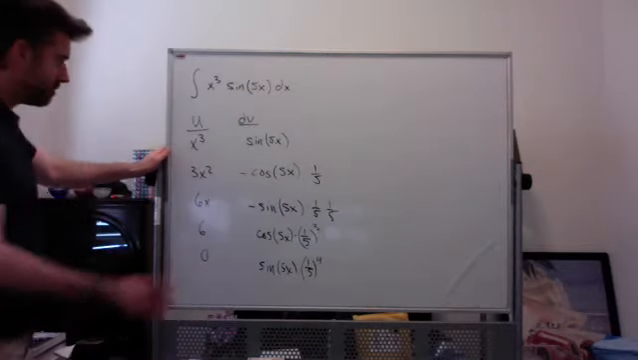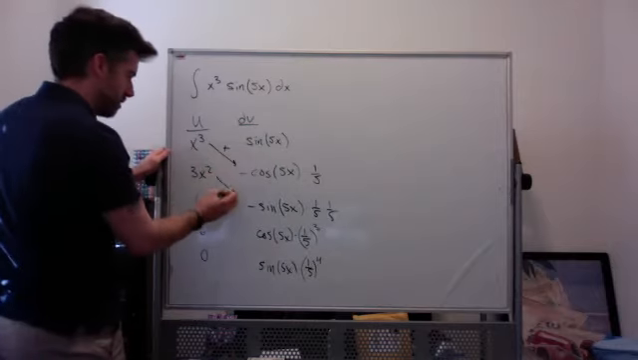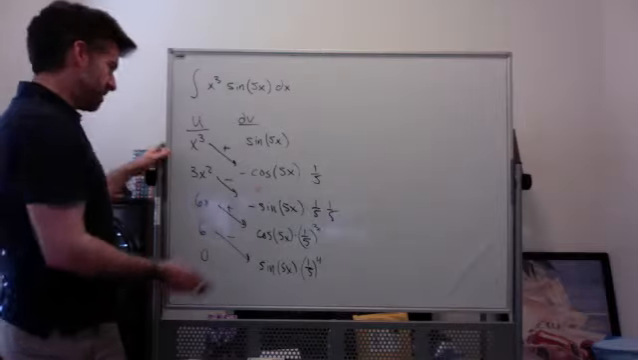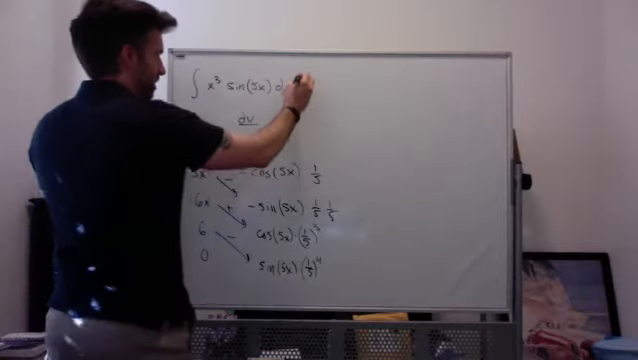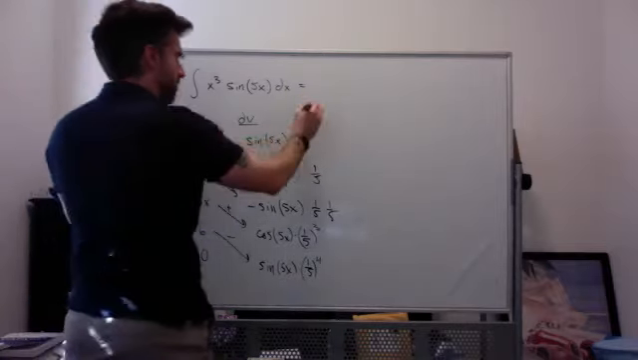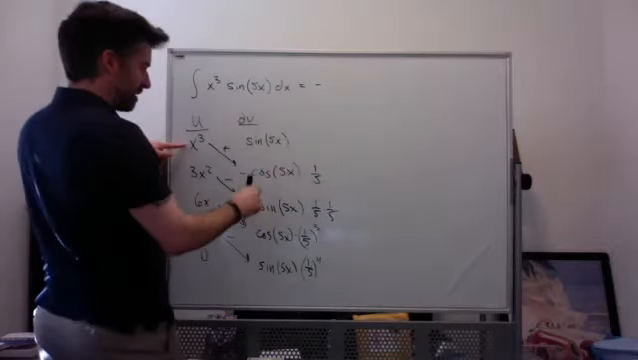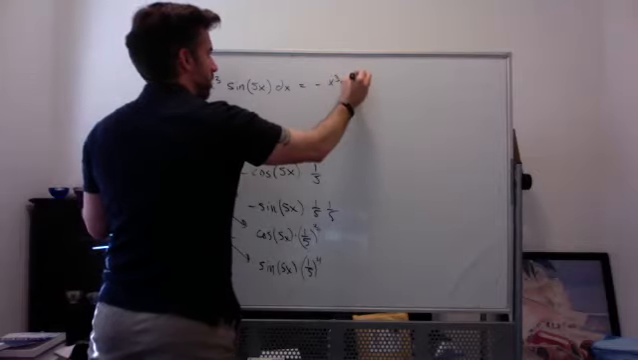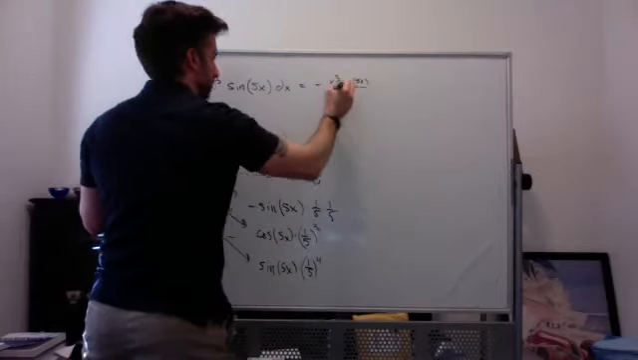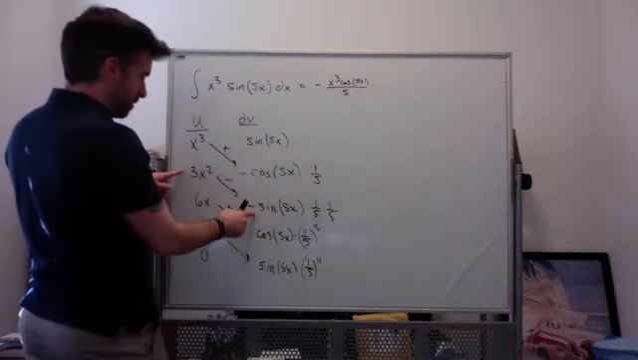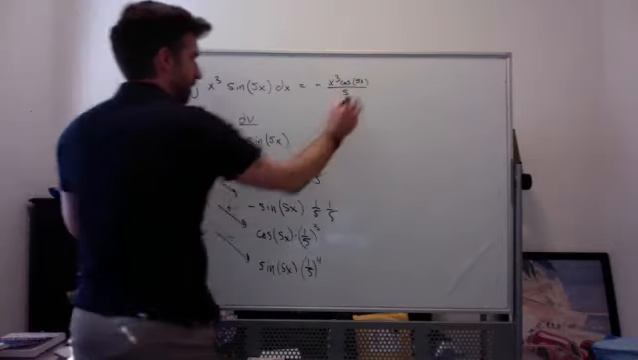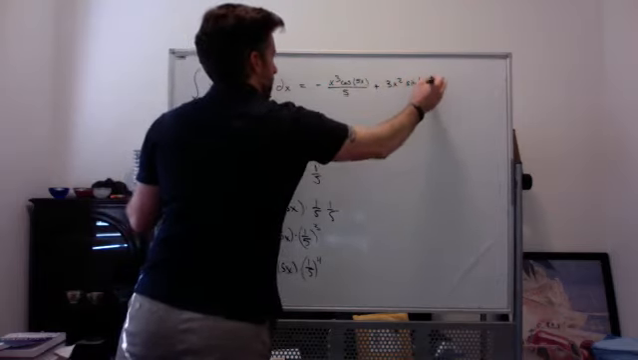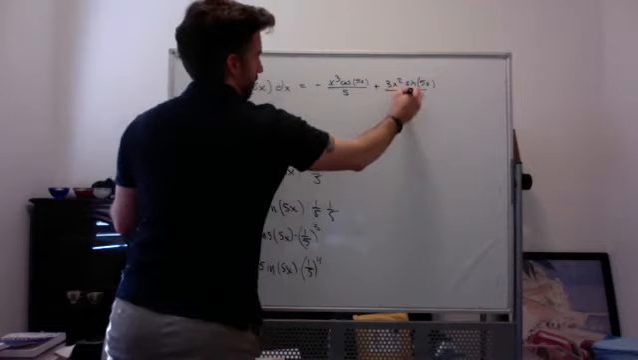Okay. And then we have a plus, a minus, a plus, a minus. So, let's see, I was going to try to write this up all at once. It's going to be negative here. So it's negative x cubed times cosine 5x all over 5. And then negative negative is positive. 3x squared times sine of 5x, all over 5 squared, which is 25.